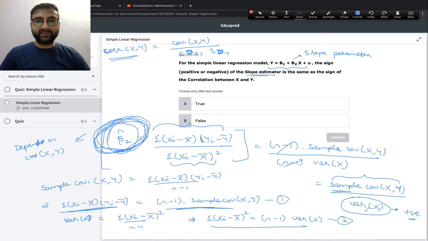Similarly, if you take a look at this correlation formula, the denominator is standard deviation of x multiplied by standard deviation of y, and standard deviations are always positive. That means the denominator is always going to be a positive number.